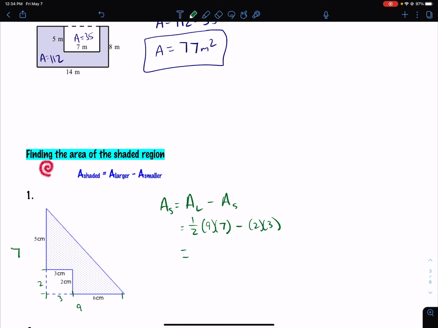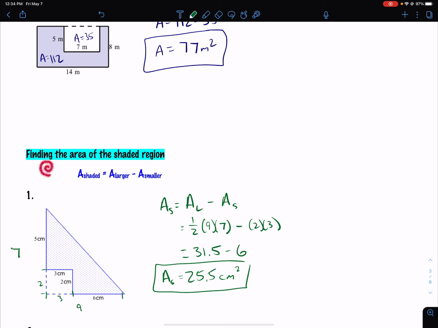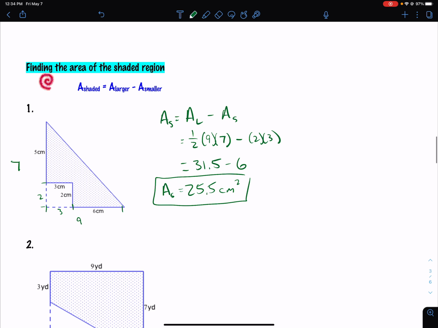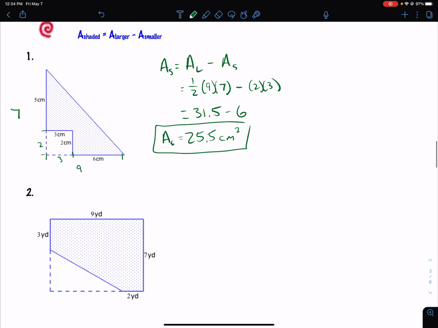So plugging this all in, this would be 31.5 minus 6. So the area of this shaded is just 25.5 centimeters squared. All right, let's do another one.